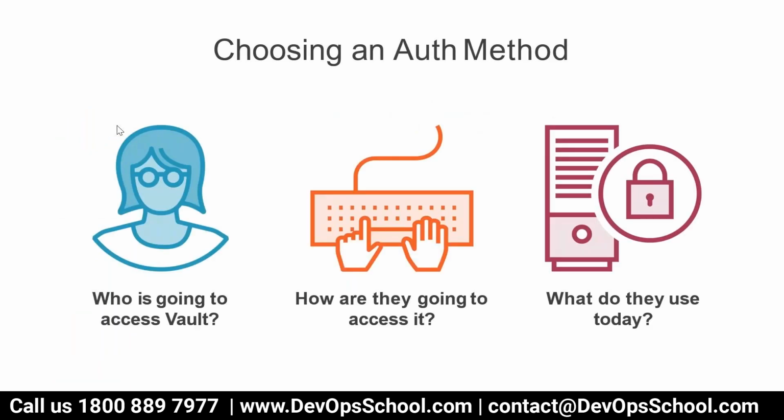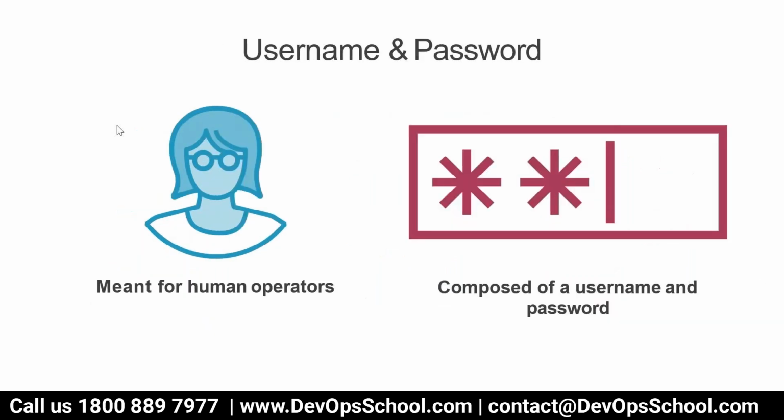Okay, so choosing an auth method. How can you decide which method is good for you? All of this depends on your requirements. Who is going to access Vault? How are they going to access it? What do they use today, and so on? Based on this, you can decide.